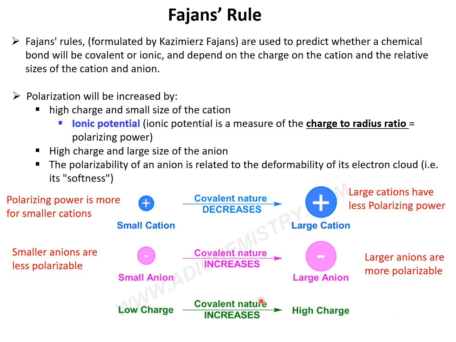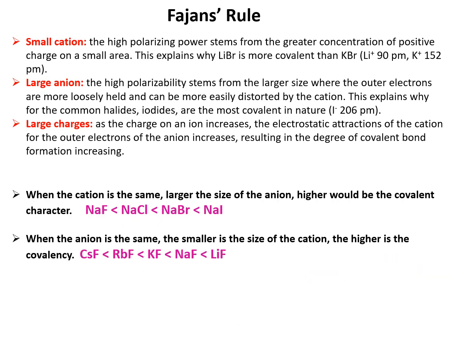So, with high charge, covalent nature increases. Small cation, large anion and large charge: these three are the deciding factors for the amount of polarization. For a smaller cation, the high polarizing power stems from the greater concentration of positive charge on a small area. This explains why lithium bromide is more covalent than KBr.